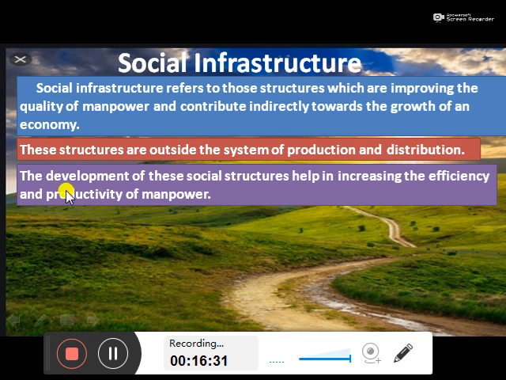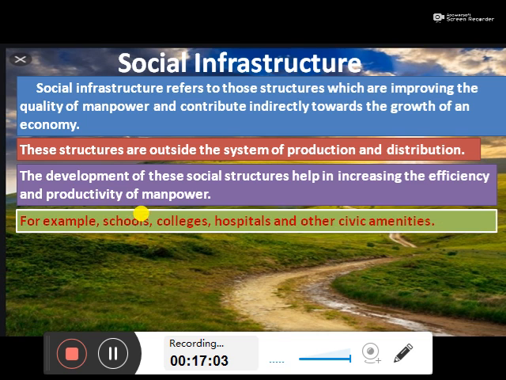The development of these social structures helps in increasing the efficiency and productivity of manpower. Efficiency is very, very important. Doing a thing is different with different manpower. If a skilled person handles such a thing, definitely a different result will happen compared to an unskilled person doing the same task. Productivity means the speed of production will increase if the man has experience over the particular production.